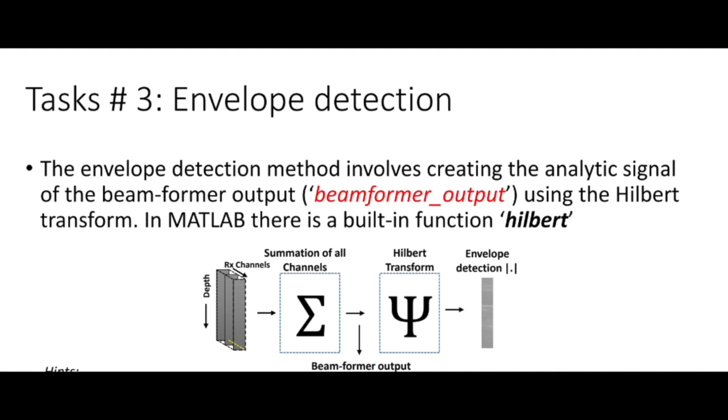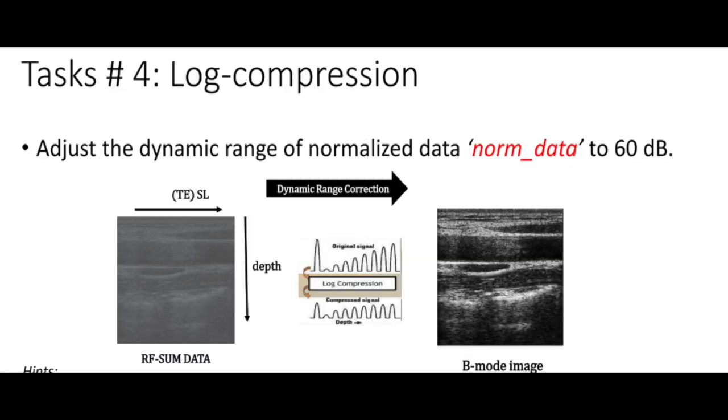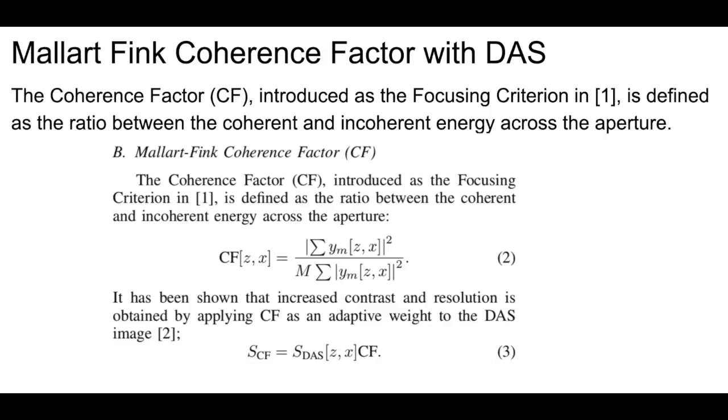After that, an analytic signal is created for the beamformer output by using the Hilbert transform, and the dynamic range of the data is adjusted by using a logarithmic compression algorithm. For the Mallart-Fink coherence factor imaging method, the coherence factor is defined as the ratio between the coherent and incoherent energy across the aperture. Applying the coherence factor to the delay and sum increases the resolution of the image, as we will see later in the results.